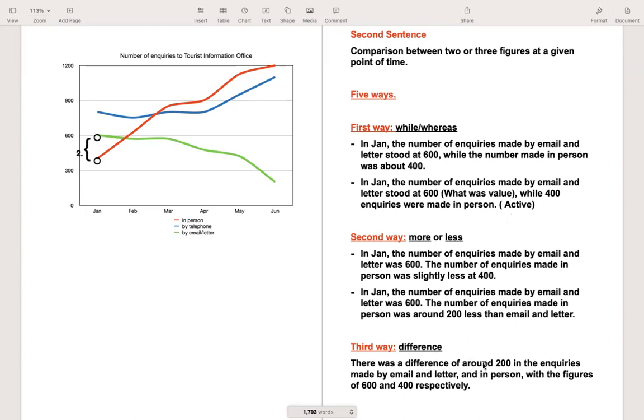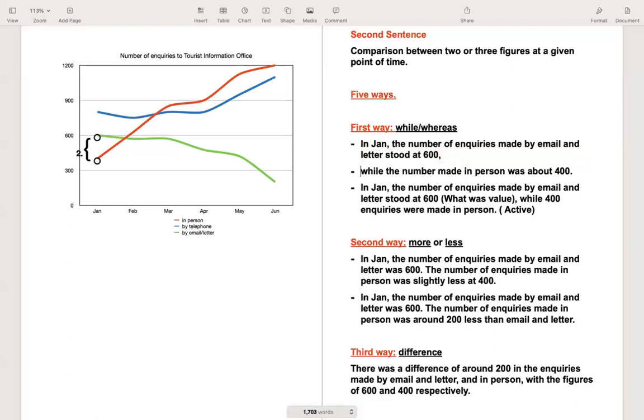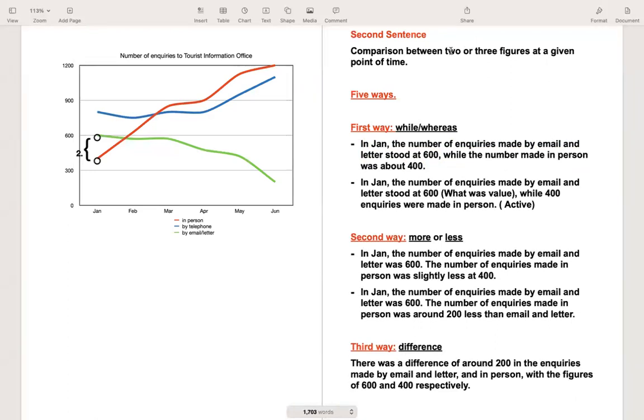Okay. You want me to repeat the second condition? I'm just saying when not to use "while". Look at this. This is my first sentence. We just made it earlier. The number of inquiries made by email and letter stood at 600. Is it okay? The second sentence is also the number of inquiries made in person was about 400. So I simply put a "while" in the middle and I make the sentence. Is that clear? Yes, sir.